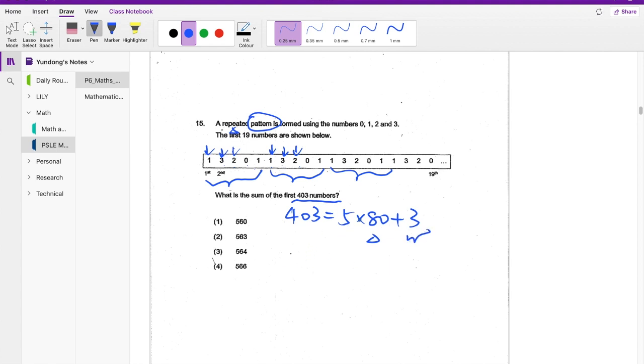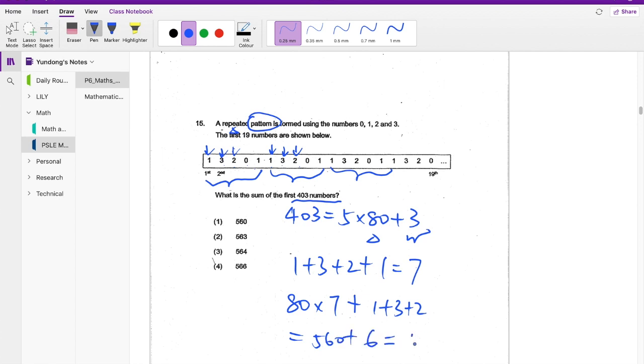We see that there are 80 patterns here. To calculate the sum of the 403 numbers, we calculate one pattern, which is 1 plus 3 plus 2 plus 1, which is 7. This is the sum of one pattern. How many patterns are here? 80 patterns, times 7, plus the 3 numbers left besides the 80 patterns. The first 3 numbers are 1 plus 3 plus 2. So the answer is 566.